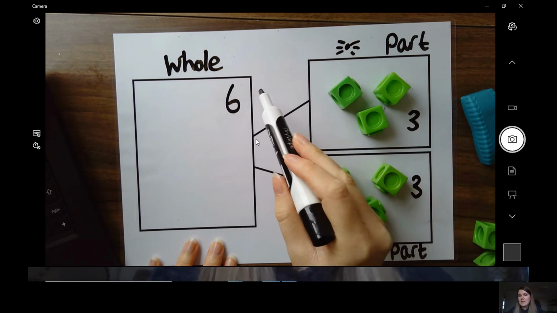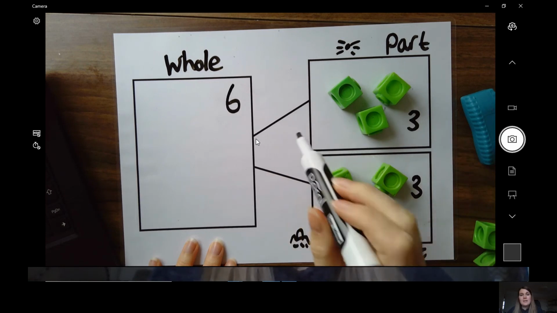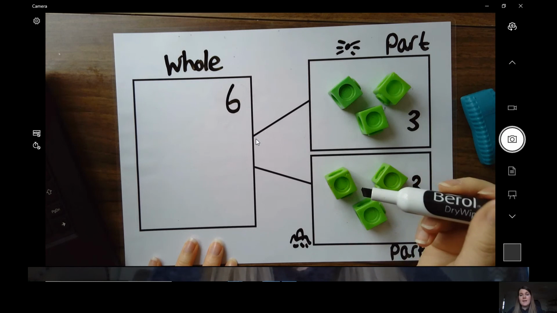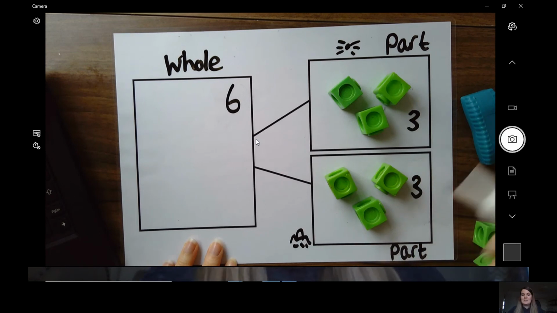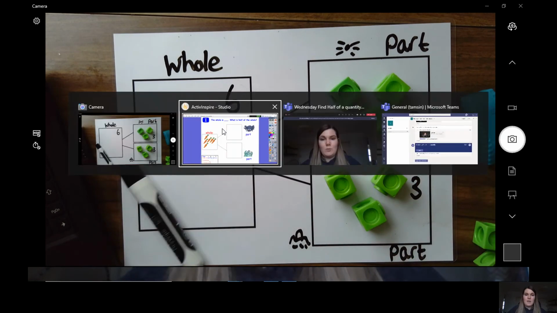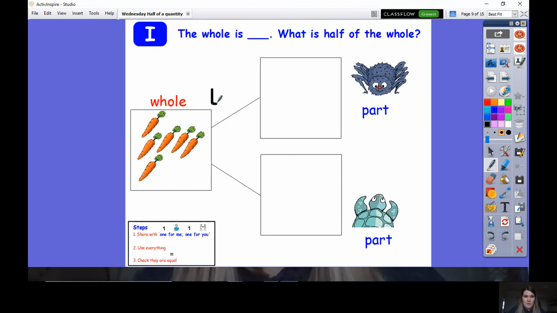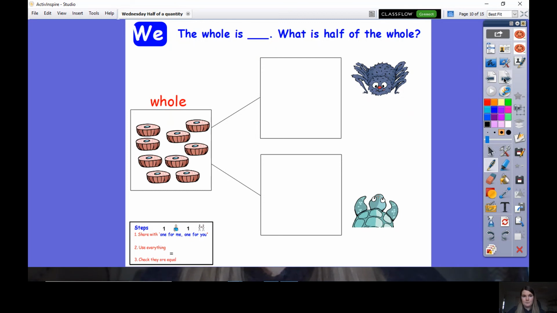And we can double check by checking if we can double. Double 3 is 6. The whole is 6. Half of 6 is 3. Well done. So when we used our whole number and we halved it, we found that 3 was half of 6. Fantastic. Okay, you're going to have a go.